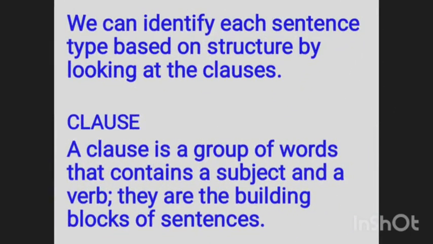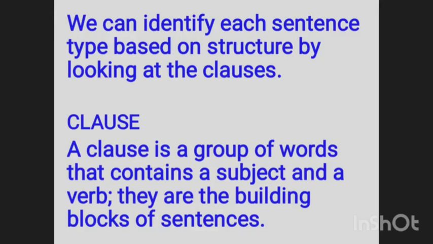Let's move on to the next part. Now we've talked about types of sentences based on their uses. Now let's look at clauses, because we need the idea of a clause to understand the other parts of the sentences based on the structure. Now we can identify each sentence based on its structure by looking at the clauses. But before then, what is a clause?